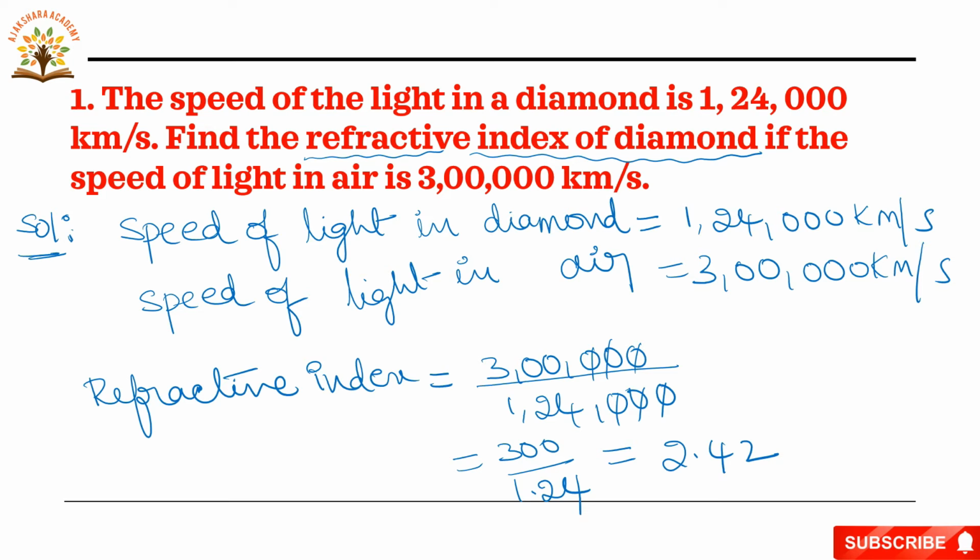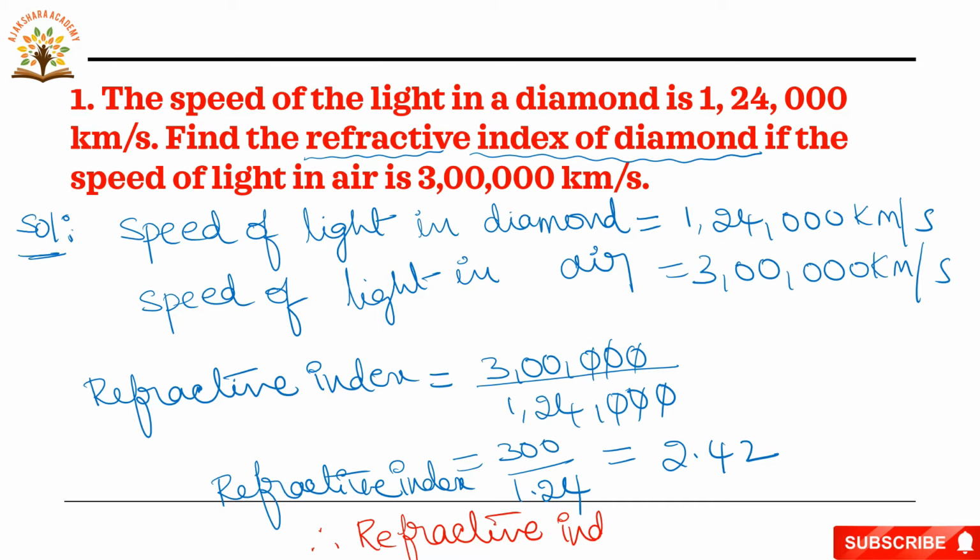So the diamond has the highest refractive index. The value is highest. So the refractive index of diamond is equal to 2.42. Okay, next we will go to the next question.